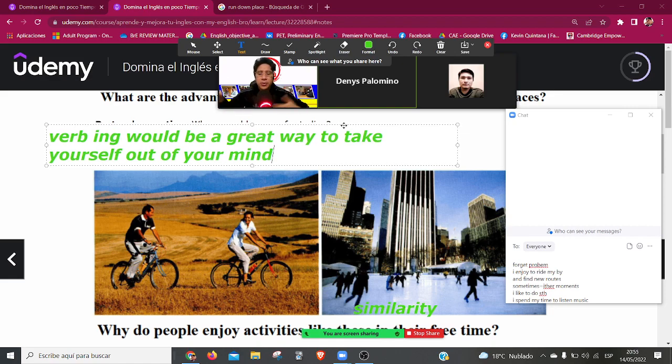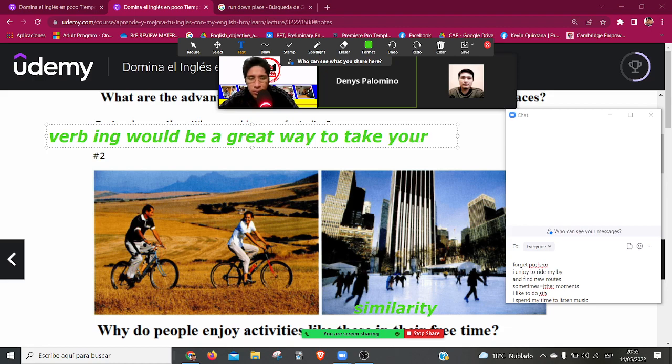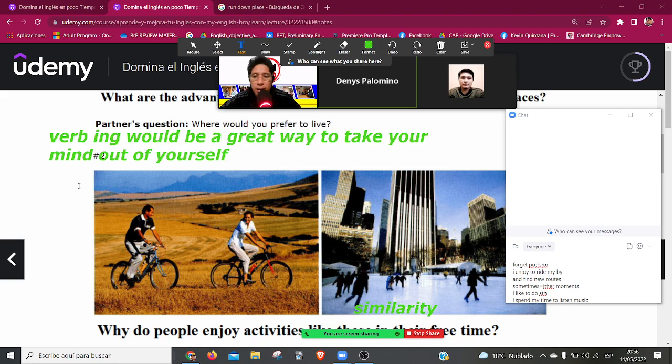Yes, got it. For example, when you sing, when you do exercises, when you work out, this activity takes your mind out of yourself. Out of yourself, sorry. So that's a great way to take your mind out of yourself. You see my point here or not? Yes. For example, when you feel relaxed, or maybe don't think about your problems.